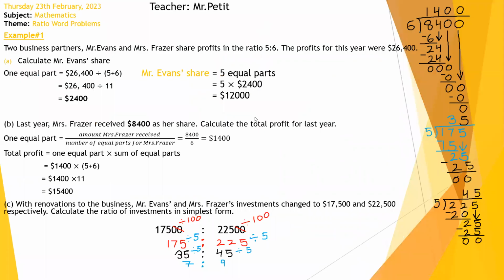Do I have any volunteer to explain question, for example, number 1? Otherwise, I would have to choose someone. All right, Alexandria, can you explain number 1 for me, please?